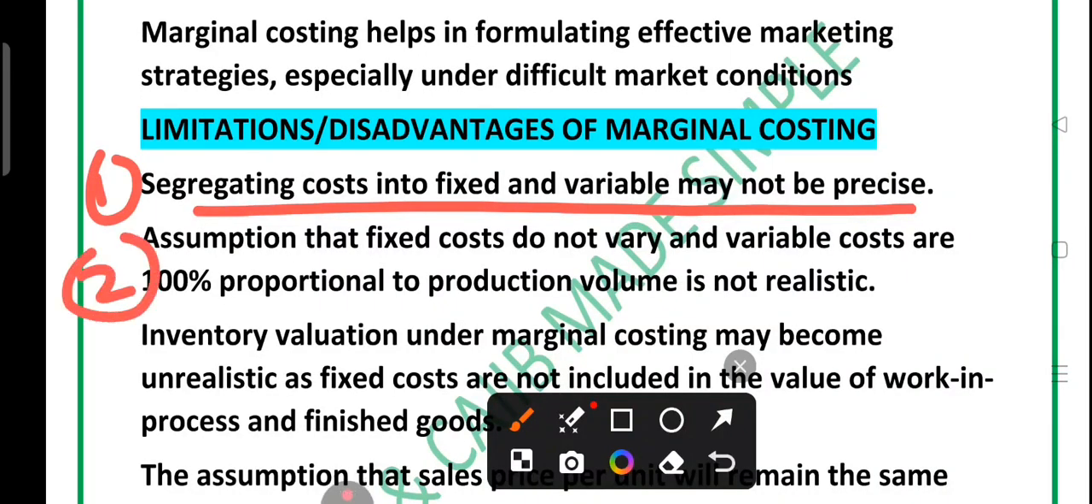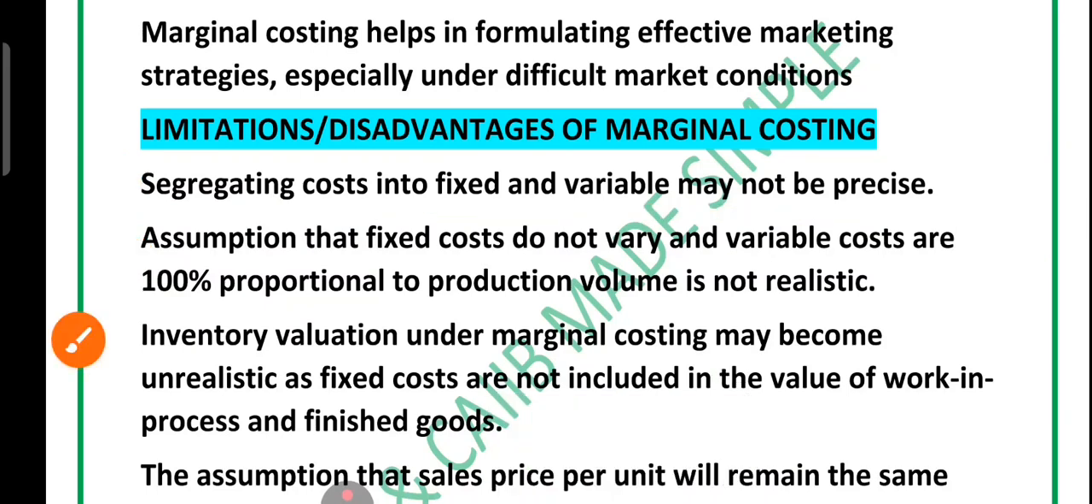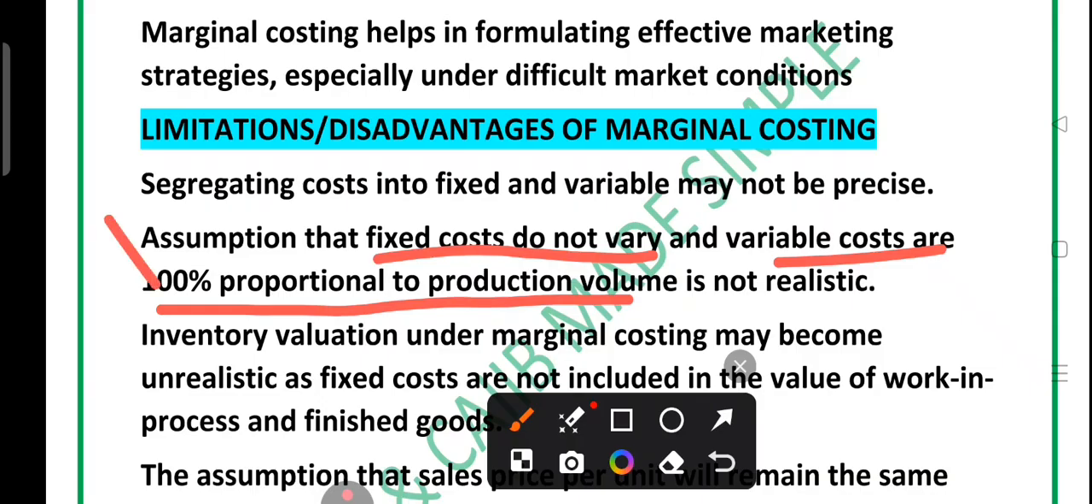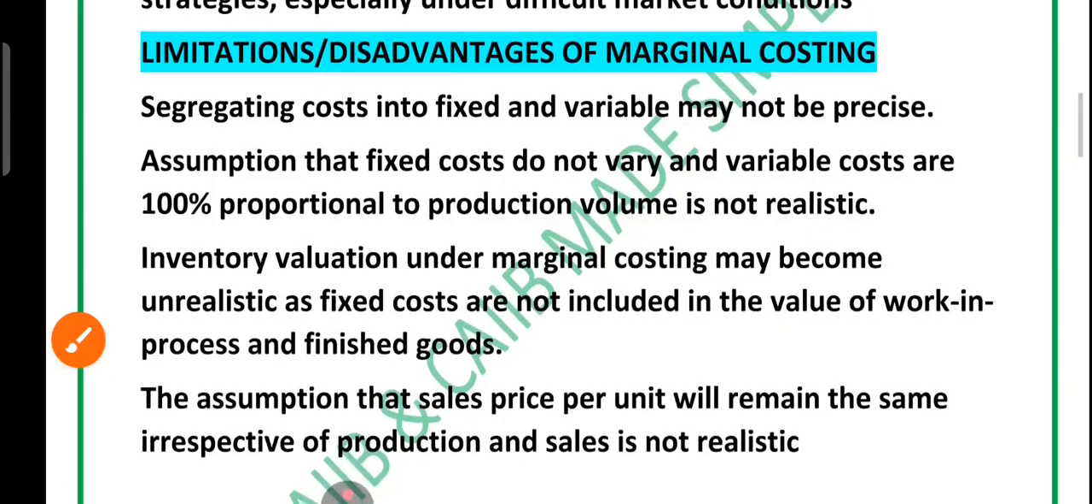The second limitation is that it assumes that fixed cost will never change and variable cost always moves in exact proportion to the production. That is what it assumes. Okay, but that is not true in practice. Salary may increase over time. Bulk buying may reduce material cost per unit. So costs don't behave in such a perfect way. This is an assumption that we make while applying marginal costing. The assumption is that fixed costs do not vary and the variable costs are 100% proportional to the production volume. But this is wrong. Why is it wrong? Because sometimes salary may increase over time. Or suppose you buy in bulk quantity, so material cost per unit will get reduced, isn't it? So costs do not behave in such a perfect way. This is the second limitation.